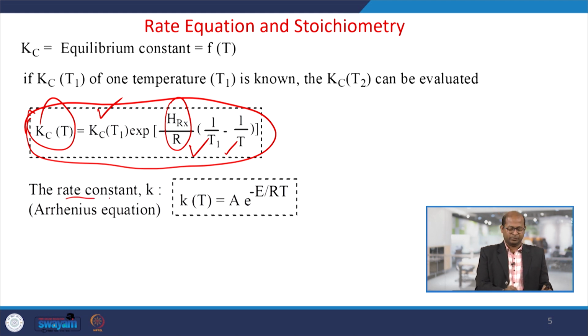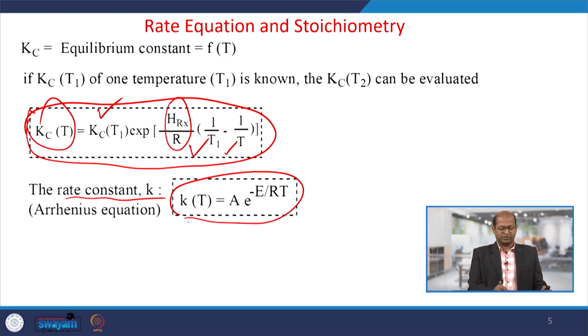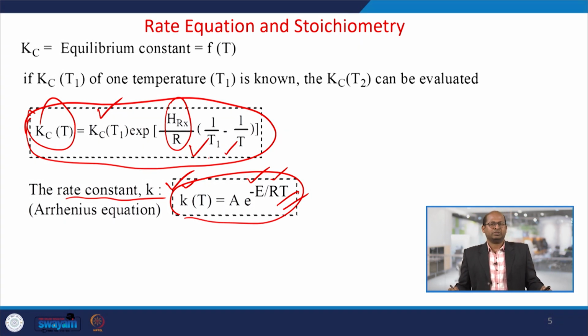Similarly, the rate constant is related through the Arrhenius equation, that way also small k is a function of temperature. So, here we can put the temperature, activation energy and ideal gas constant, and then we can find the k value using these equations also.